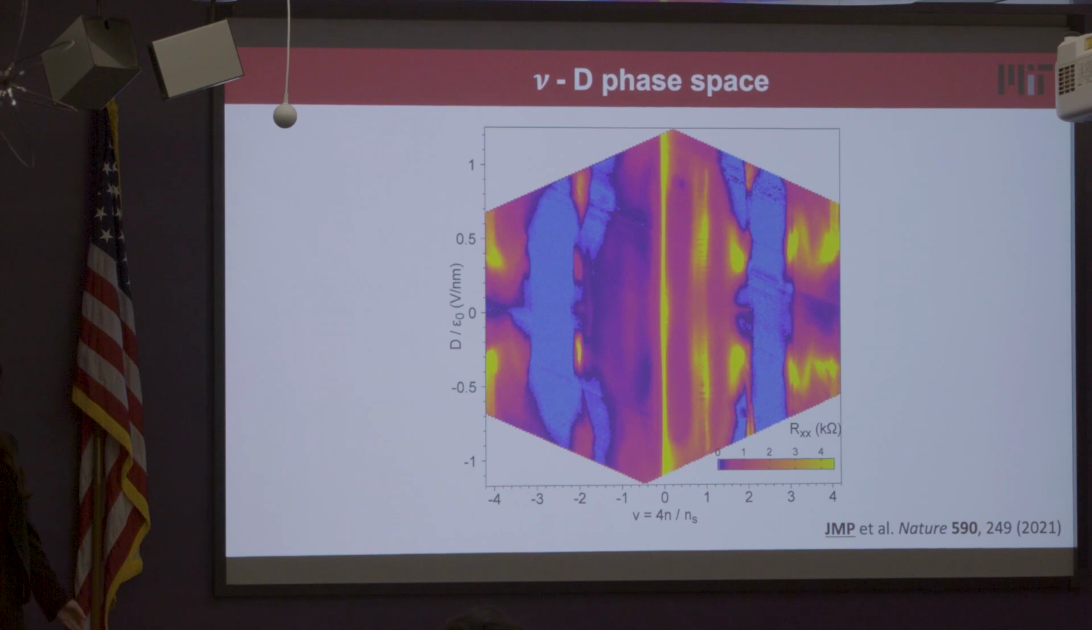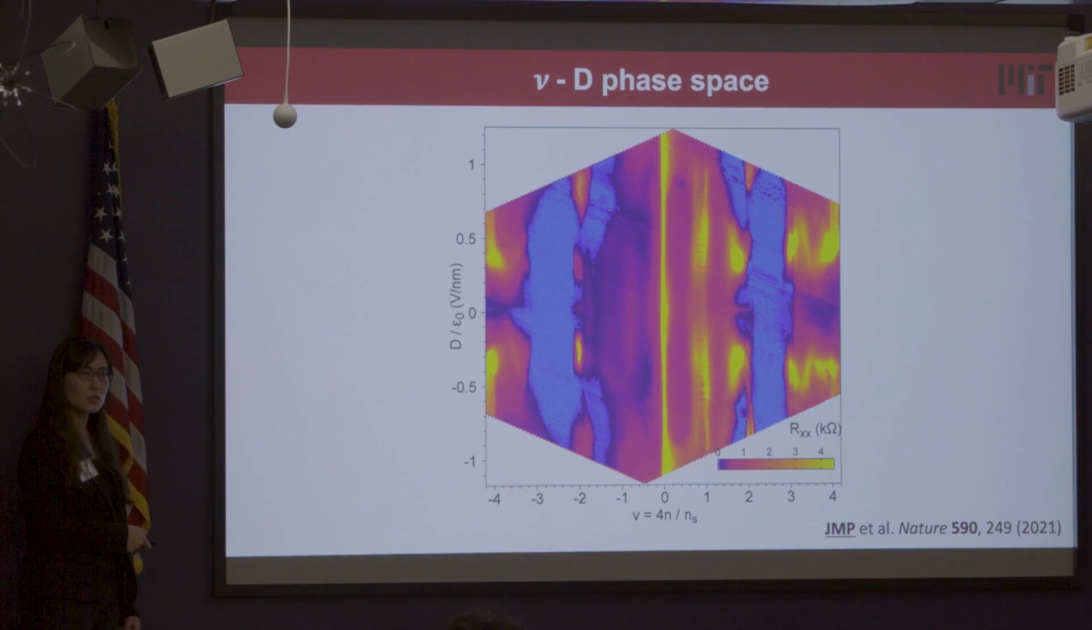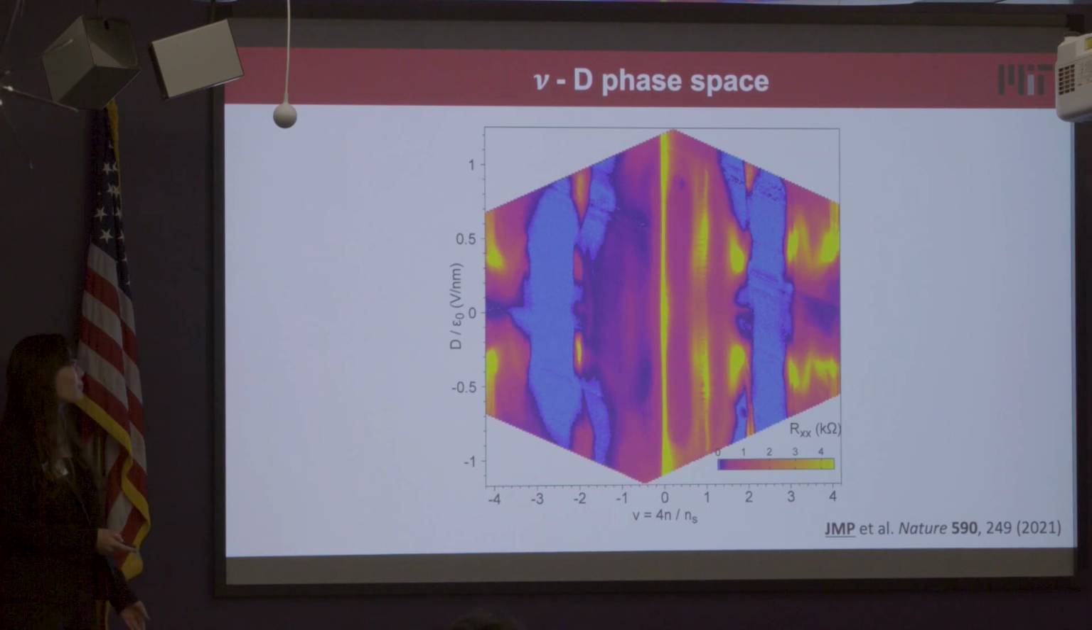Before going into any of the details, I just want to go over what this x-axis means. I put this as nu, which is equal to 4n over n_s. What does this mean? It ranges from 0 to plus minus 4. So what does this scale mean?